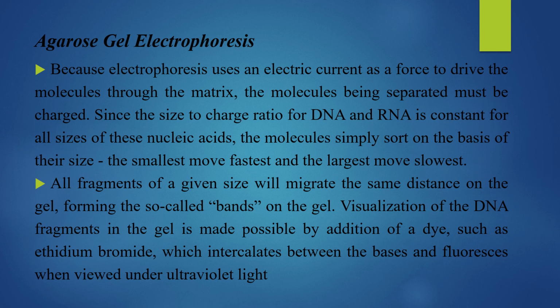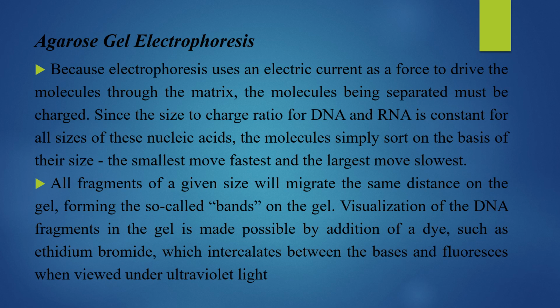Now, because electrophoresis uses an electric current as a force to drive the molecules through the matrix, the molecules being separated must be charged. Since the size to charge ratio for DNA and RNA is constant for all sizes of these nucleic acids, the molecules simply sort on the basis of their size. The smallest move fastest and the largest move slowest. Like I said earlier, the largest take time, the smallest go quickly, they rush through.